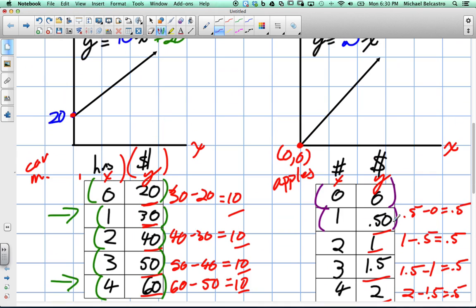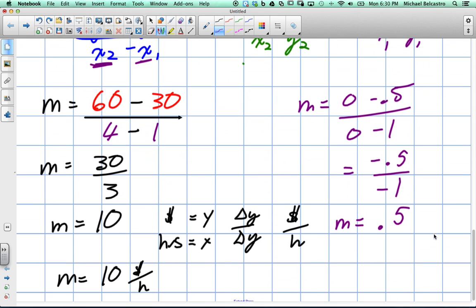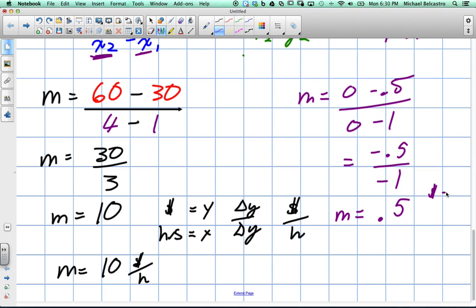Sorry, let's go back up one more time. And remember, it was number of apples and dollars, right? So dollars was our y, and the number of apples was my x. So we say dollars over apples, right? So we'd say m is equal to $0.5 over, I'm going to use that symbol for apples, dollars over apples, or what would we say? We'd say it's $0.5 per apple. Or 50 cents per apple.